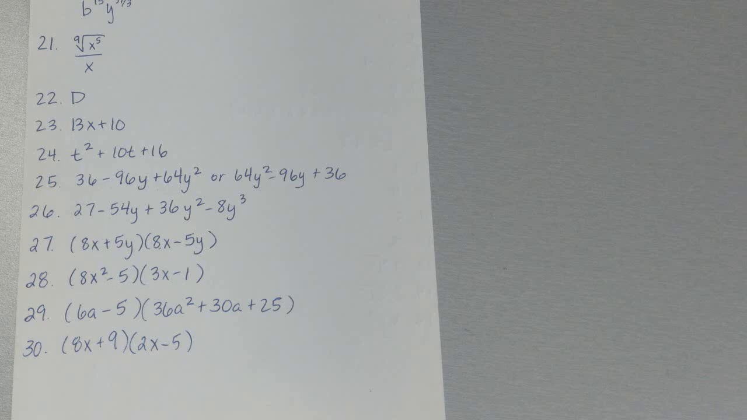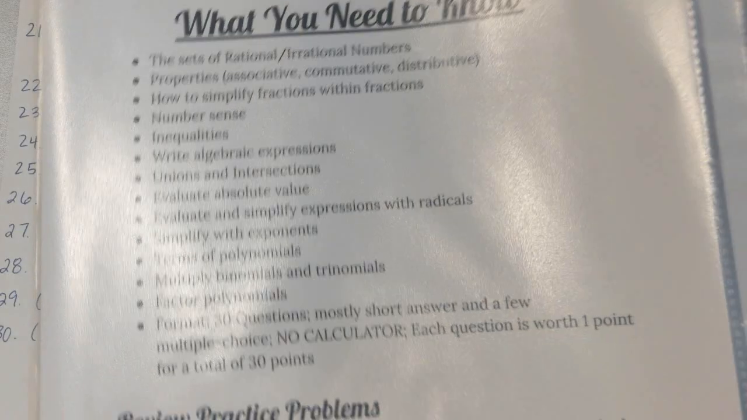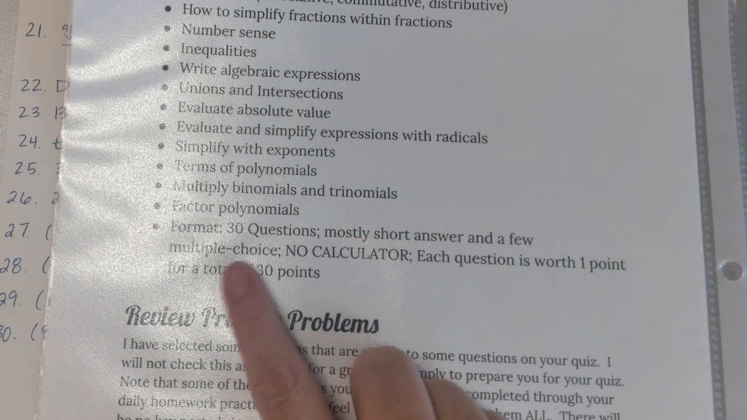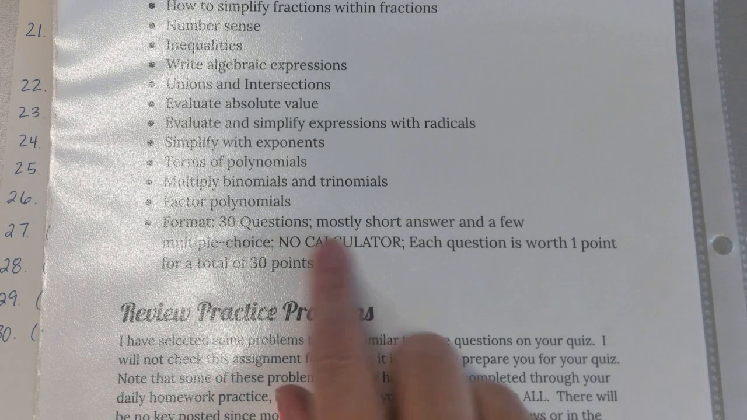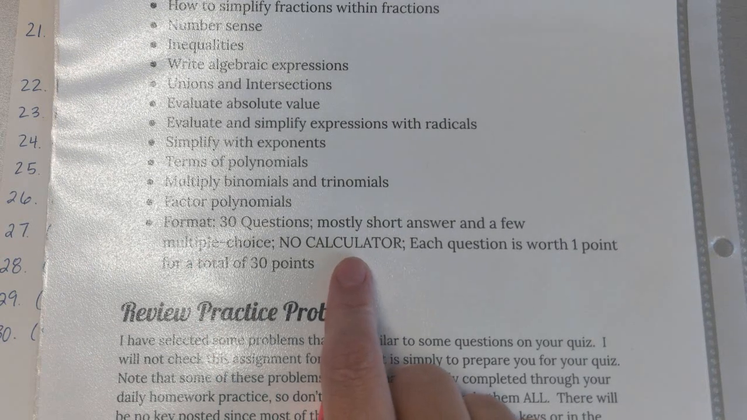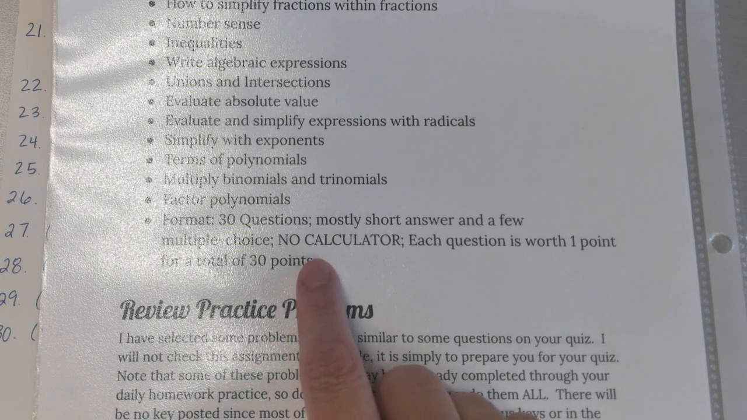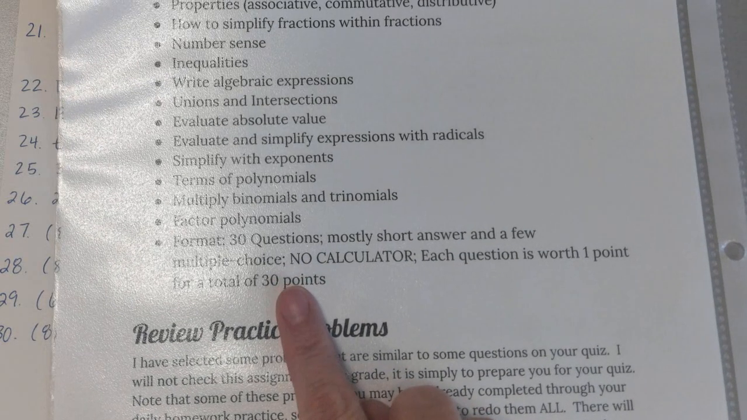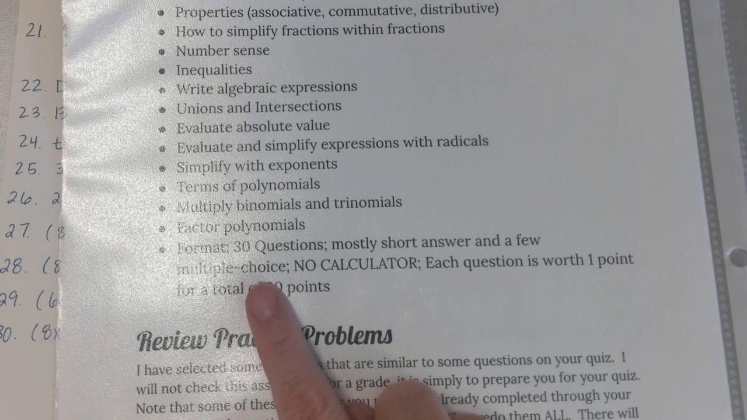Okay, so your quiz tomorrow over 1.1 through 1.3. If you looked over what you need to know, the format is 30 questions. They're mostly short answer. There's a few that are multiple choice, and it's no calculator. It's just 30 points. You either are getting it right or getting it wrong. So we've got to make sure that we know how to do everything here.